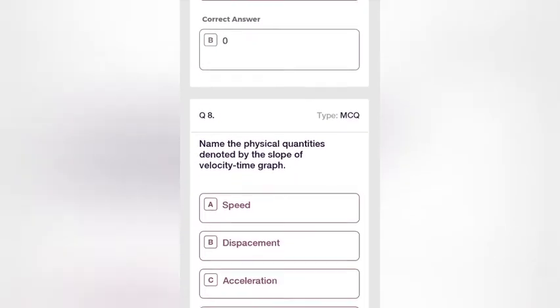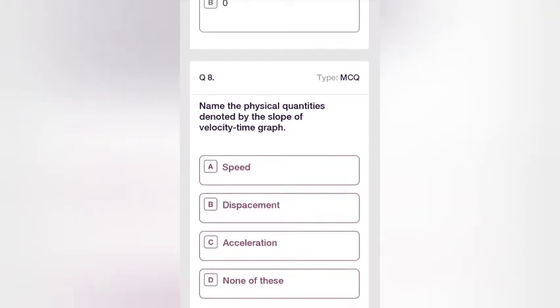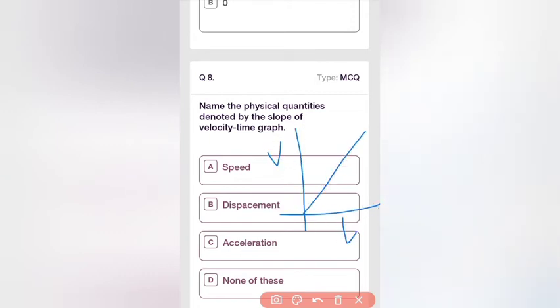Name the physical quantity denoted by the slope of velocity time graph. See, this is velocity and this is time. Time is taken along the x-axis, velocity taken along the y-axis. So when we take the slope of this, we get delta v by delta t, which in turn is acceleration. Option C is the correct answer.